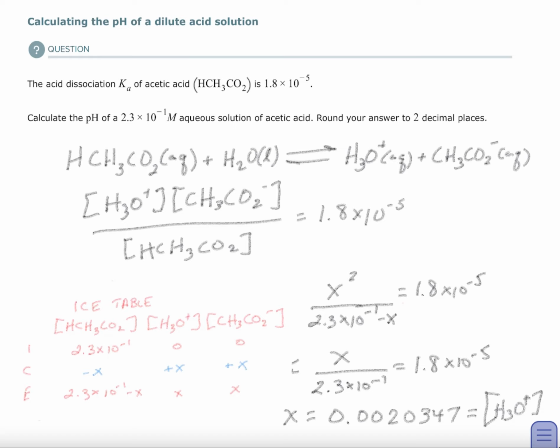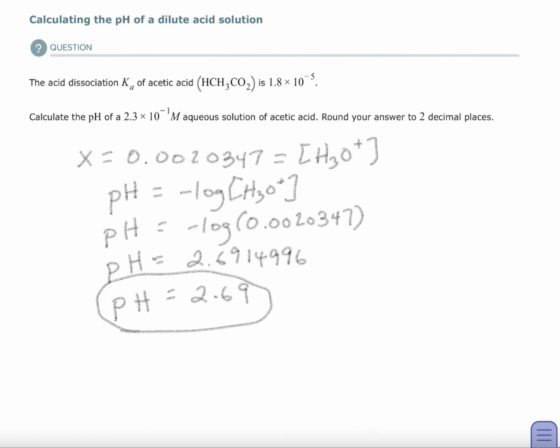Because of that, I'm really not needing the PhD in applied mathematics it's going to take to do this. So I'm just going to approximate that X is 0. It's just basically nothing. And if so, all I can do, by the way, this is X squared, is I'm simply going to multiply those two and take the square root of it. And when I do, I get X equals 0.0020347. And that is my hydronium concentration.